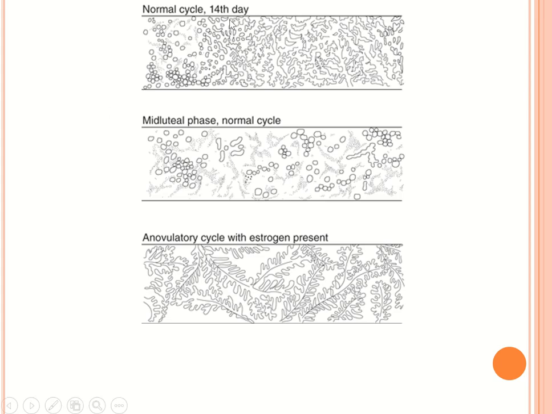So we'll just see here. This is on the 14th day of the cycle. Like in a normal cycle, remember, on the 14th day ovulation happens. What has happened? The fern-like pattern has disappeared. So during the luteal phase, if you see the mid luteal phase, again there is no fern-like pattern.